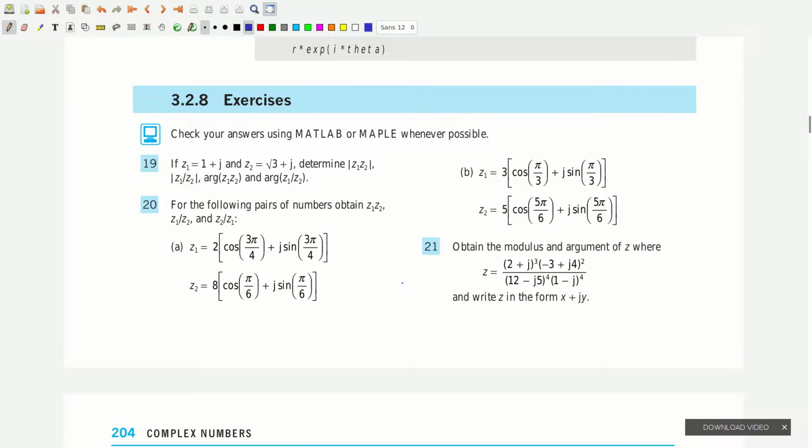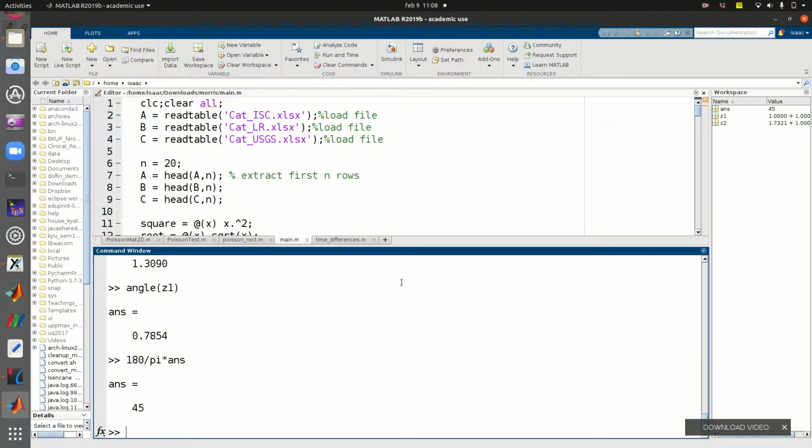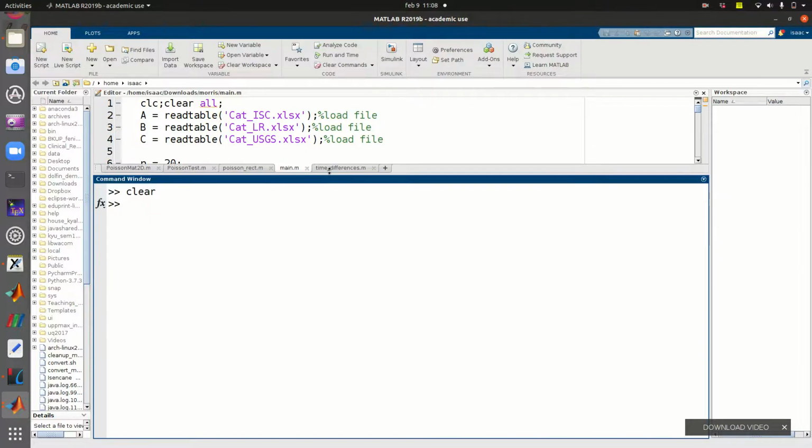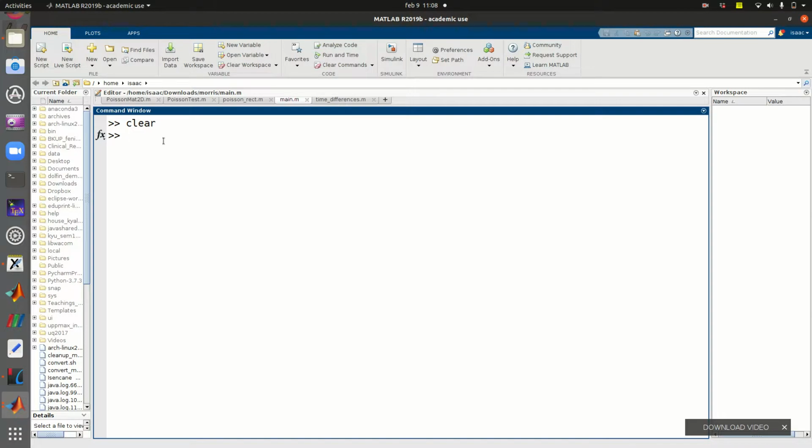Let me just write this down somewhere. We have z1 is 1 plus j, and then z2 is root 3 plus j. And then they want us to determine the modulus of z1 times z2, or z1 divided by z2, and the argument of z1 z2, and so on. Okay, so we do that. I'll clear my screen, and then I'll clear all the variables, and then I start. Maybe I can just hide that, so I can just use the command window.